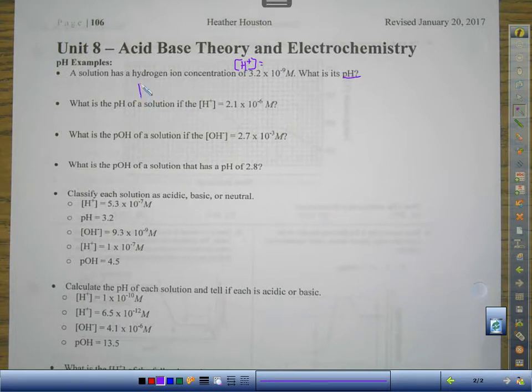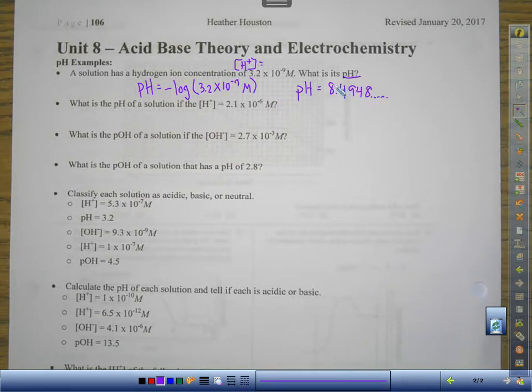Well, the only way to do this is to use the pH equation, which is the negative log of 3.2 times 10 to the negative 9th molar. So what you're going to do is put that into your calculator. You need to put it in exactly as it appears. Put in negative and then log and do the 3.2 times 10 to the negative 9th. And you will get an answer that the pH is 8.4948 and a bunch of other digits.